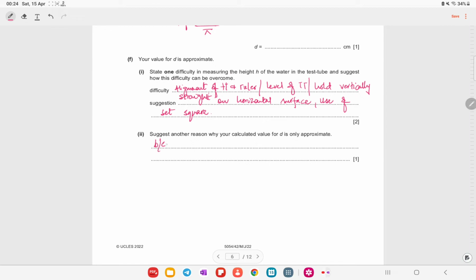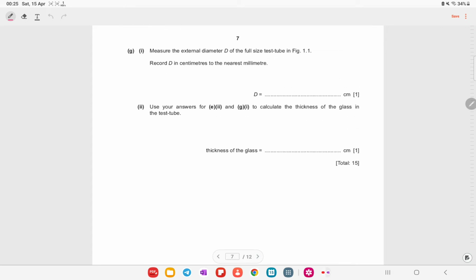because the bottom of the test tube is round. It's not a perfectly square thing. Then, as in the case of volume, the accuracy is up to 1 centimeter cube, and the height you have taken is also approximate. So any one of the reasons can be given, and the examiner is going to give you 1 mark for that. So you can write any of the reasons over here.